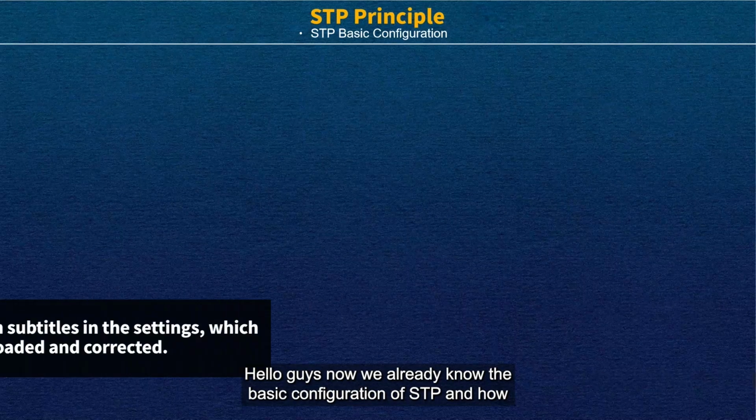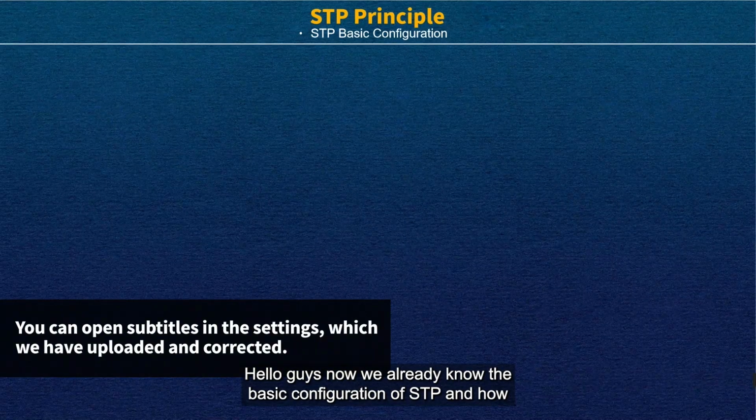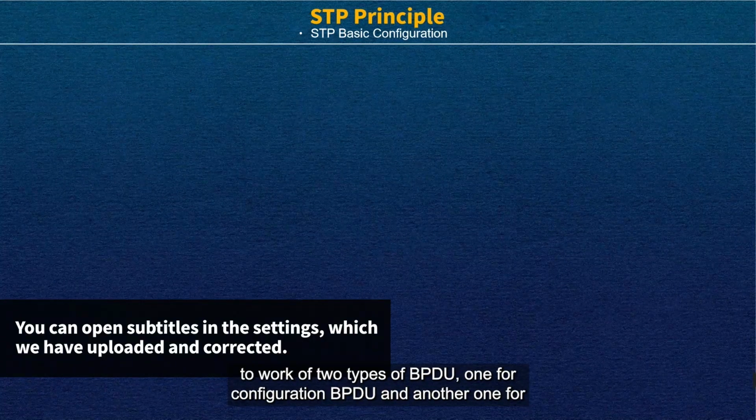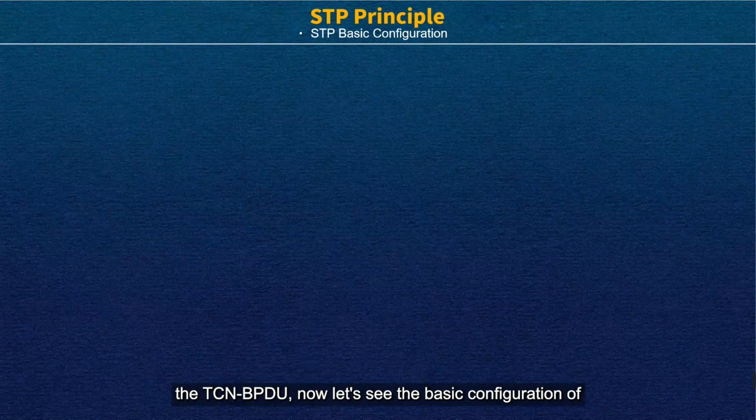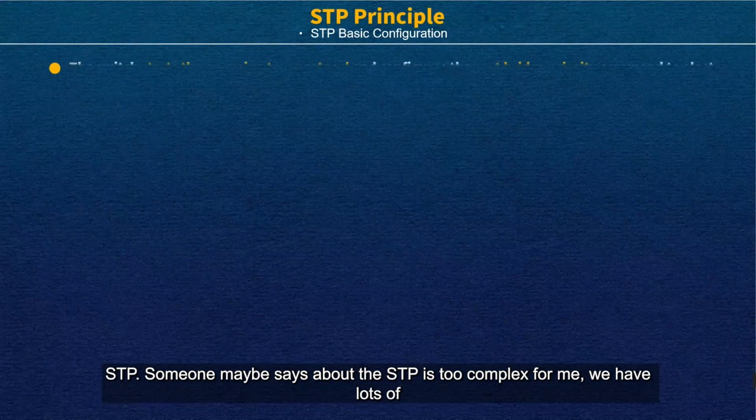Hello guys, now we already know the basic configuration of STP and how the two types of BPDU work: one is the configuration BPDU and the other is the TCN BPDU. Now let's see the basic configuration of STP.